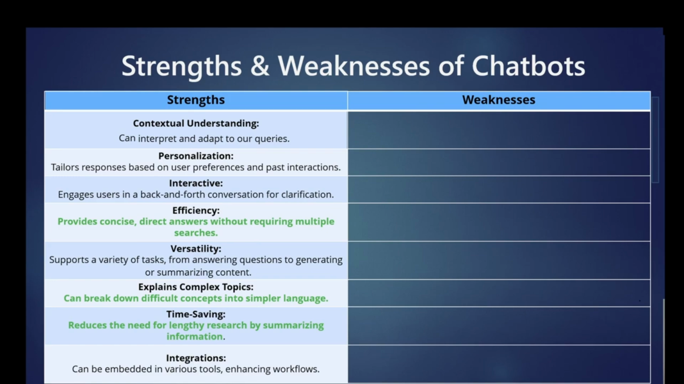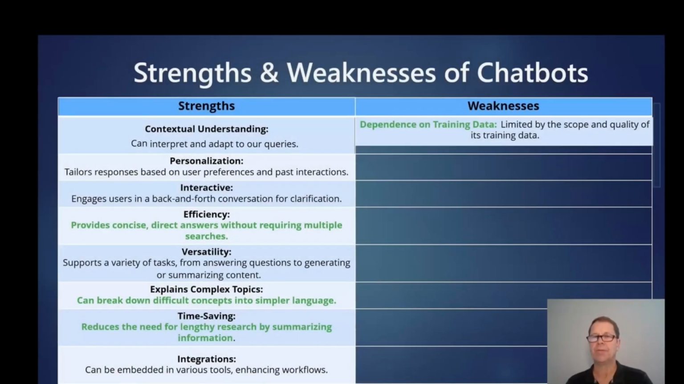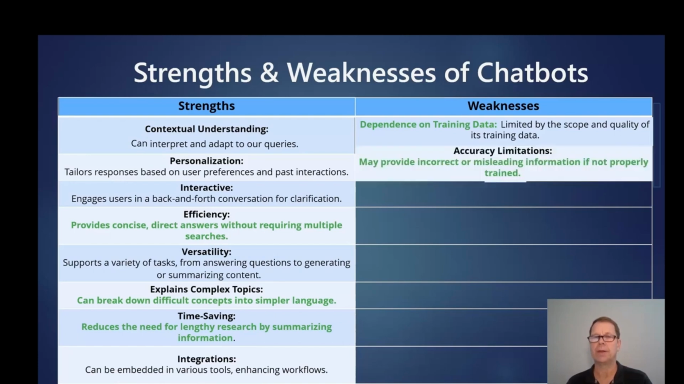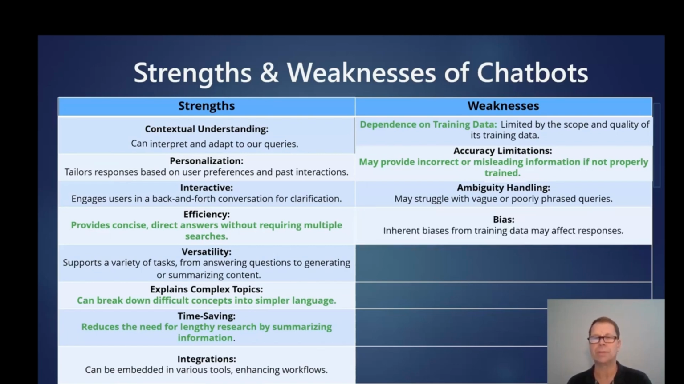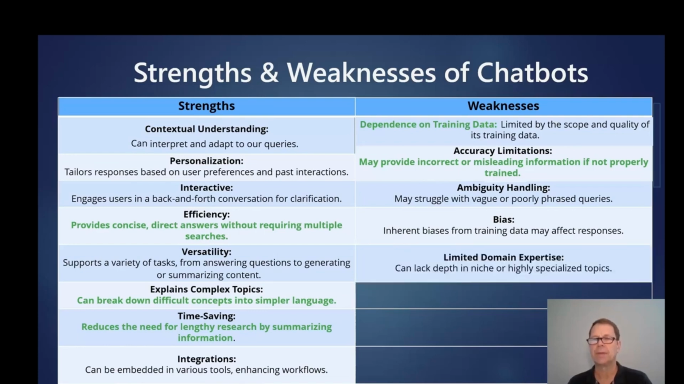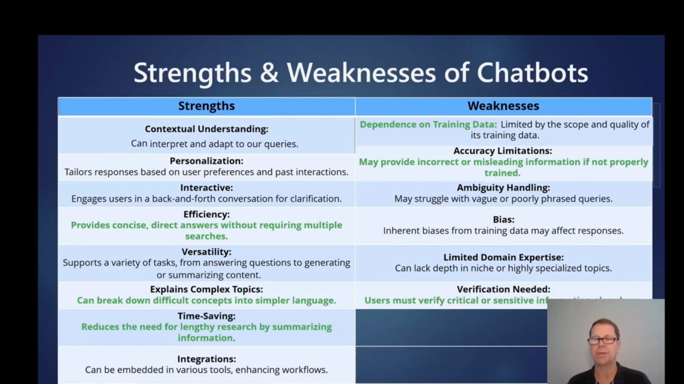Let's talk about the weaknesses in AI chatbots. Chatbots are very dependent upon the data they were trained on. There can be accuracy limitations based on the quality of that data. They struggle to handle ambiguity. Poorly phrased queries will not get you what you want. Again, based on the data, they may have bias in their responses or have limited domain expertise.